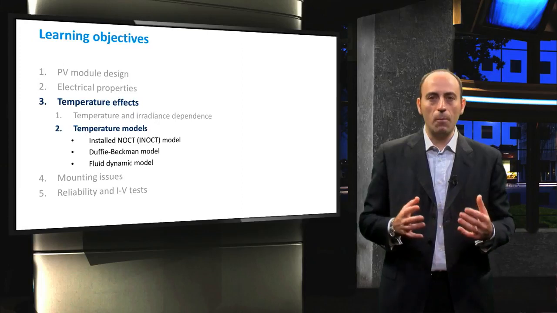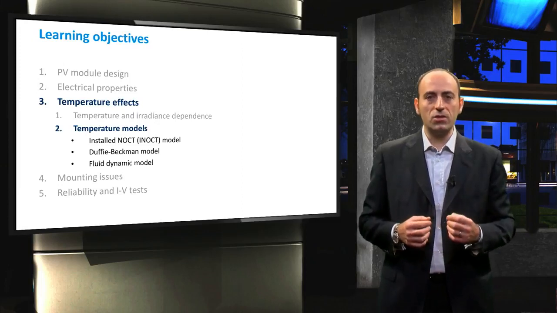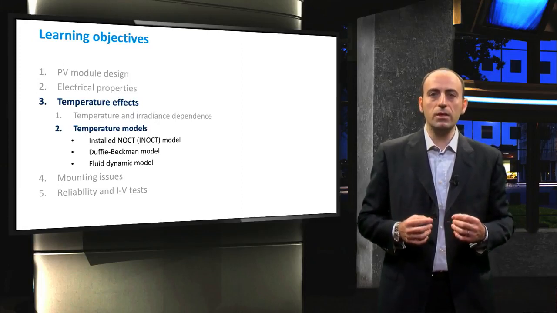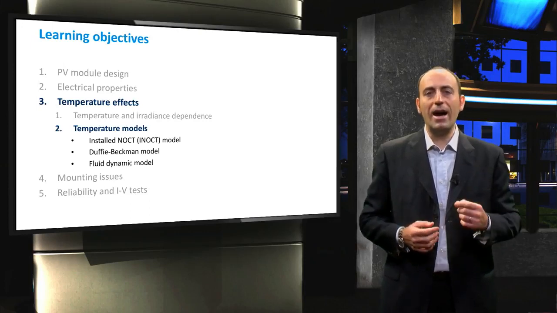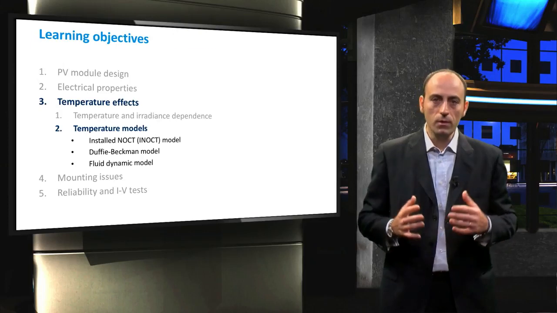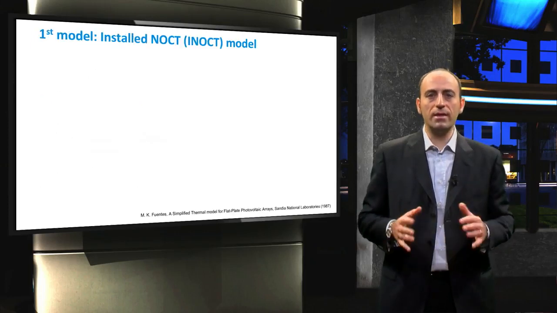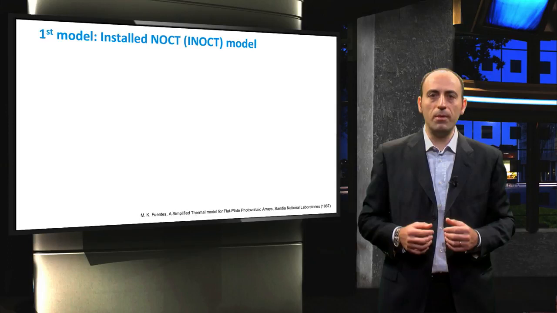They differ in complexity and accuracy. Let's start with the simplest one, based on the so-called installed nominal operating cell temperature, or INOCT model. This model is based on an estimation of the average cell temperature by means of the nominal operating condition temperature. As we have already seen, the NOCT is a parameter provided in the datasheet.